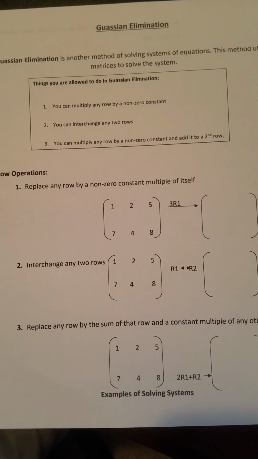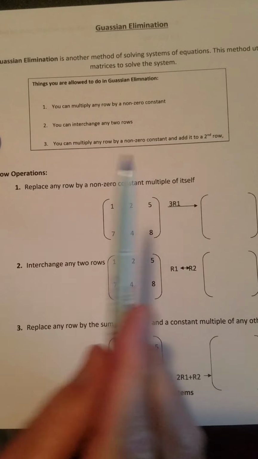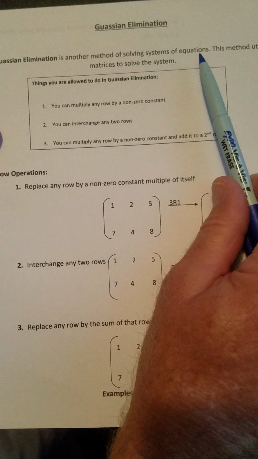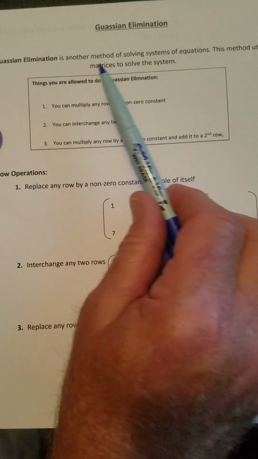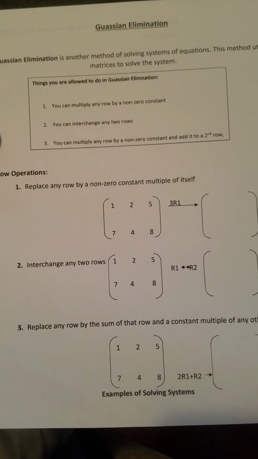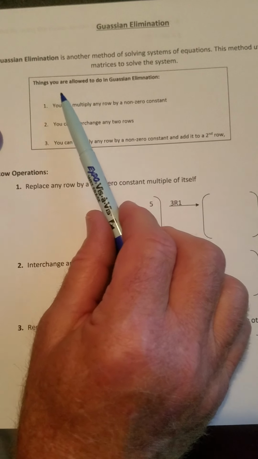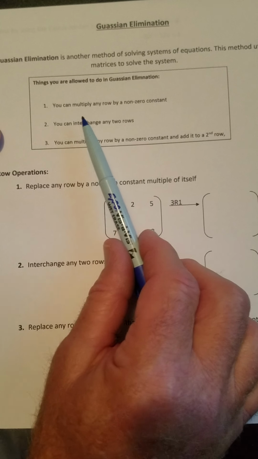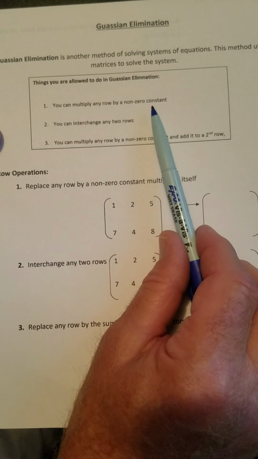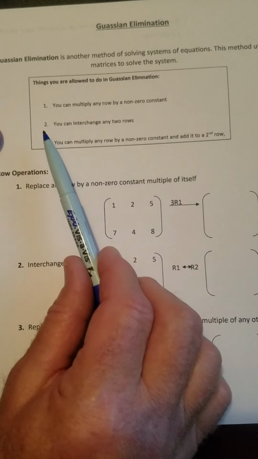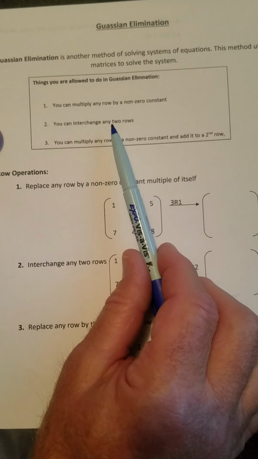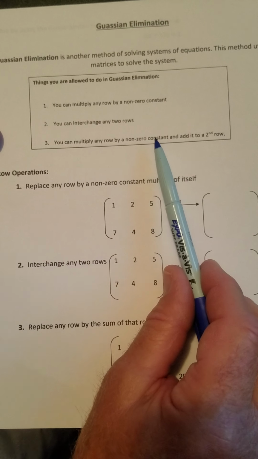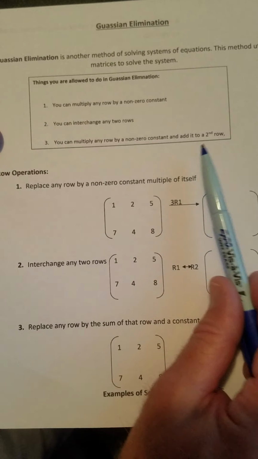Okay, so you have to know the rules, and that's what we've got on this page here. Gaussian elimination is another method of solving systems of equations. The method utilizes matrices to solve the system. Things that you're allowed to do in Gaussian elimination: number 1, you can multiply any row by a non-zero constant. Number 2, you can interchange any two rows. Number 3, you can multiply any row by a non-zero constant and add it to a second row.